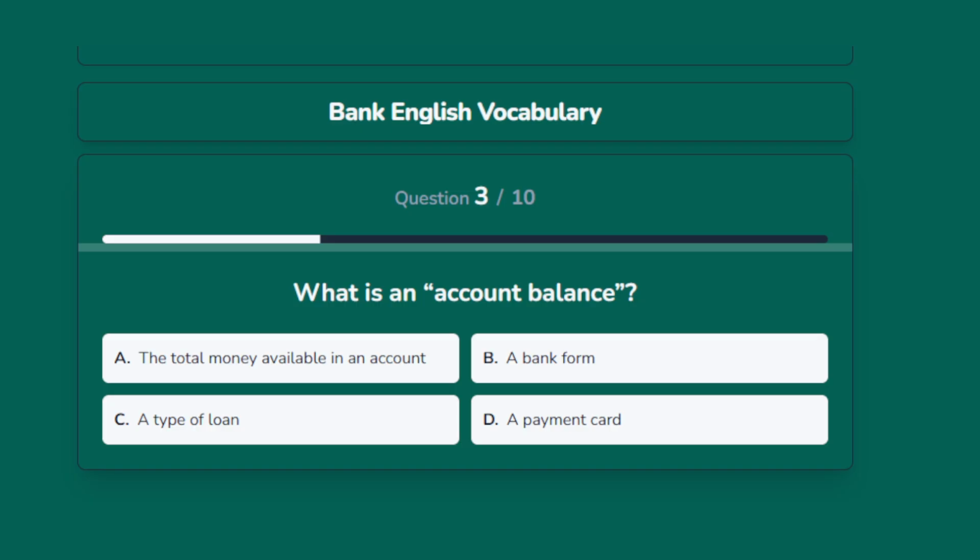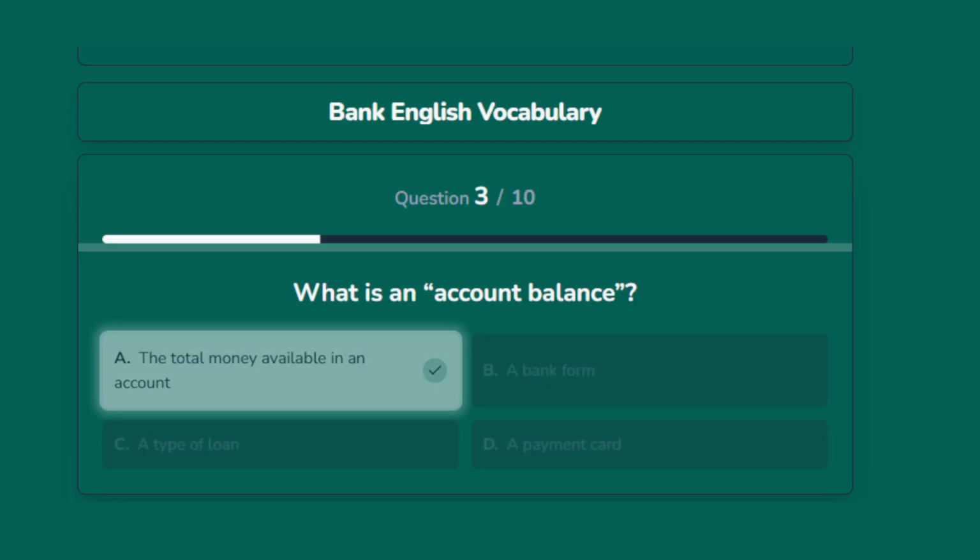What is an account balance? Options are A. The total money available in an account, B. A bank form, C. A type of loan, D. A payment card. The correct answer is the total money available in an account.